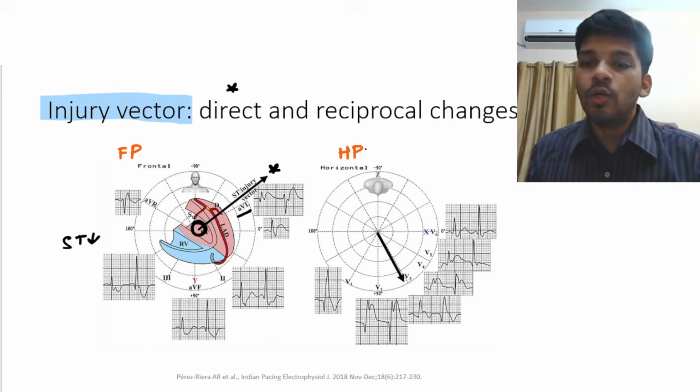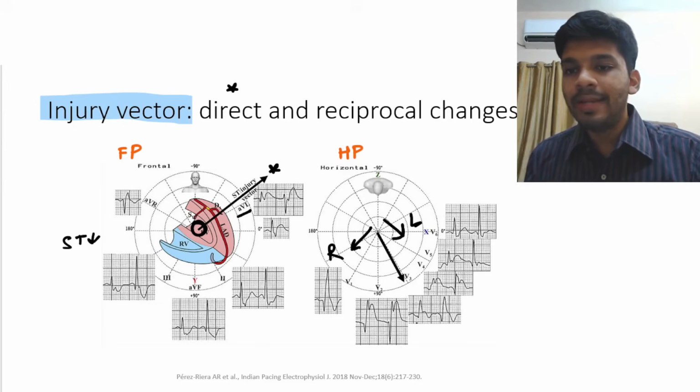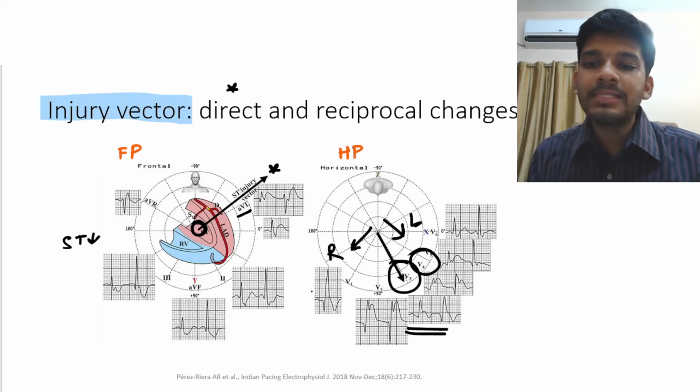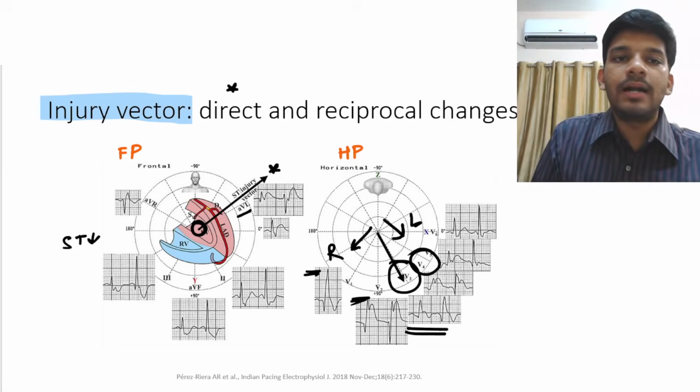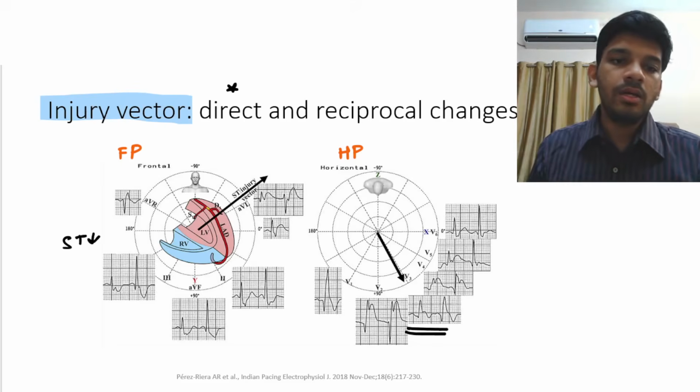Now, when you look at the horizontal projection, if this part is involved, the occlusion is towards the left side. So this is the right side and this is the left side. You will get ST elevations in the left precordial leads, with more ST elevation in V3 and V4 as compared to V1 and V2. So that is the understanding of why you get injury vectors and injury currents.